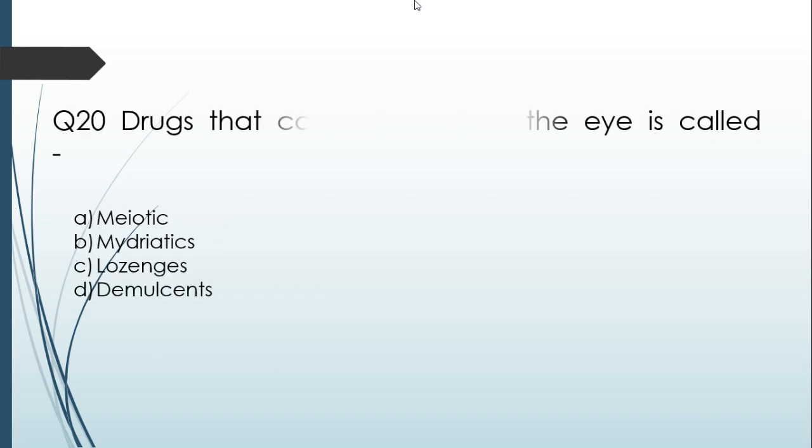And 20th question is drug that contracts the pupil of the eye is called option A myotic, option B mydriatic, and option C lanolin, and option D demulcent. And its answer is myotic.